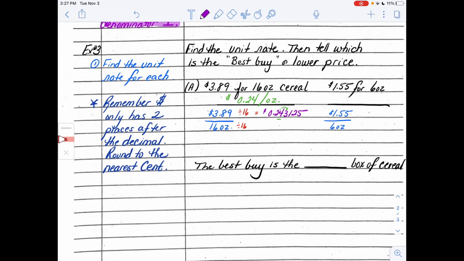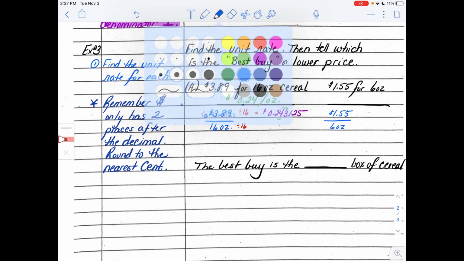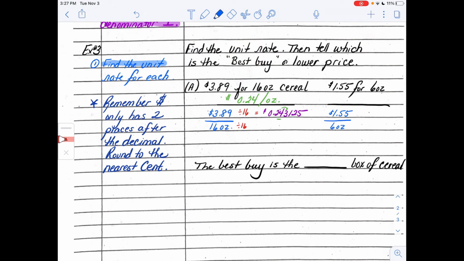Now, many people say, oh, well, get the cheaper one, save money. But I have to know the unit rate. How much am I really paying per ounce? And am I wasting my money by getting the cheaper one, or is it saving me money? So I'm telling you here in step 1, we're going to find that unit rate for each. So I took that first one. Again, money always goes on top. So I've got my $3.89 divided by my 16 ounces of cereal.